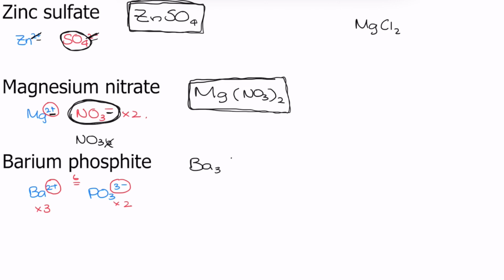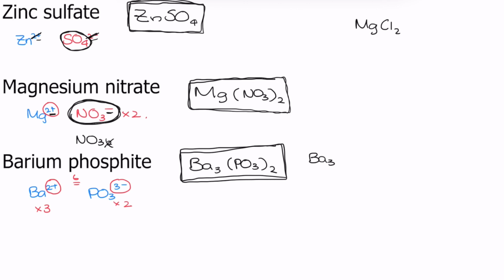So we're saying this entire polyatomic ion, PO3, I need 2 of. And so this is the correct formula for barium phosphite. A common question I get is, can you distribute the 2? So can you say Ba3 and then distribute this 2 and say 2 phosphoruses and 6 oxygens?